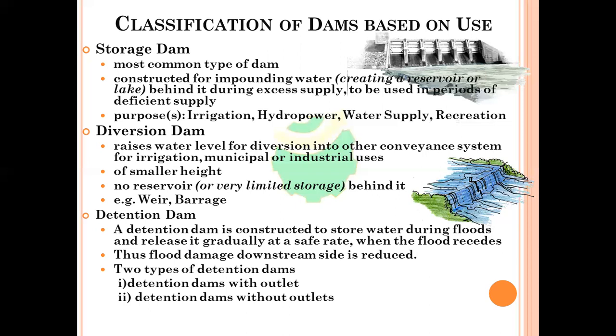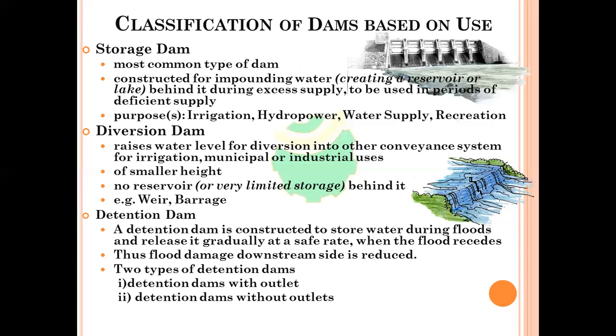Next, diversion dams. It raises the water level for diversion into other conveyance systems for irrigation, municipal or industrial uses. These dams are of smaller height. No reservoirs are formed behind the dam structure. Examples: weirs and barrages. Barrages, Prakasam barrage, Dhavaleswaram barrage, like that.